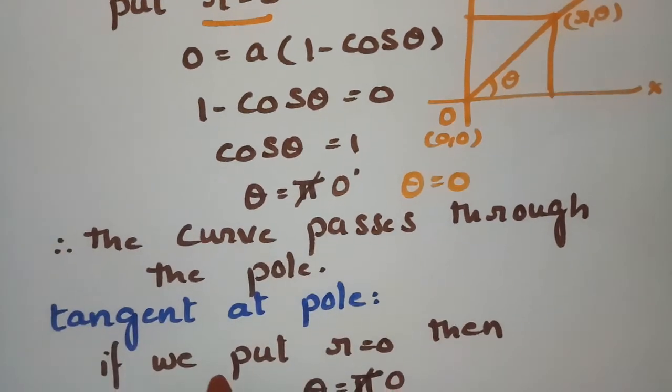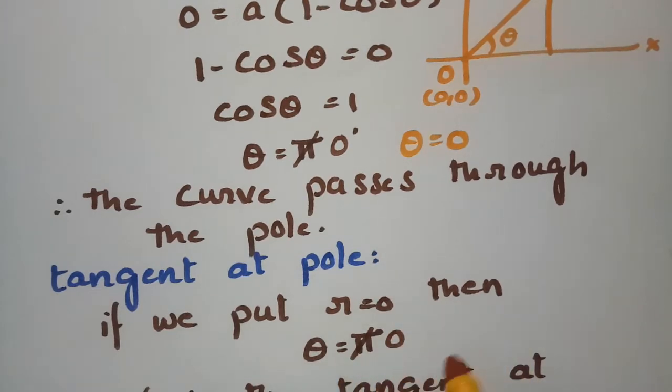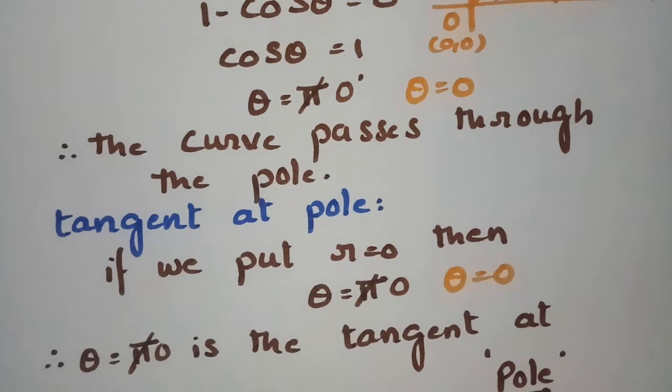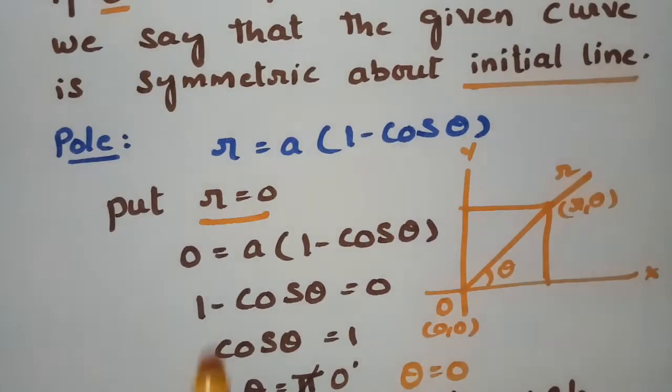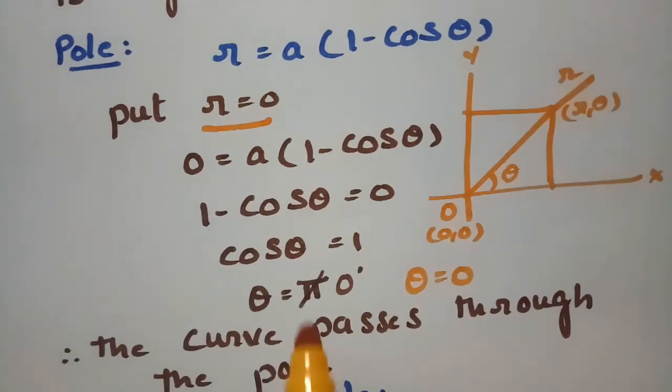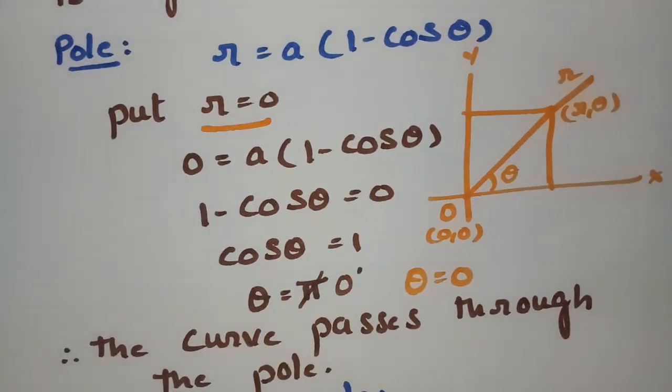Next, if the given curve is passing through the pole, we have to calculate the tangent at the pole. If we put r = 0, then we got the θ value as 0. So θ = 0 is the tangent at the pole. It's very clear. Putting r = 0, we got cos θ = 1, so θ = 0 degrees. So θ = 0 is the tangent at the pole.